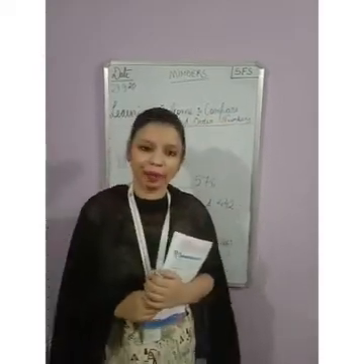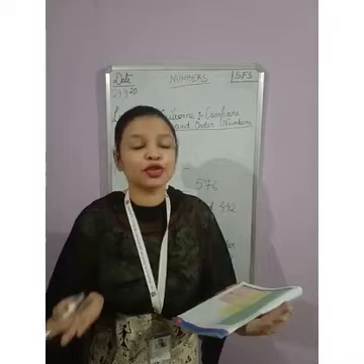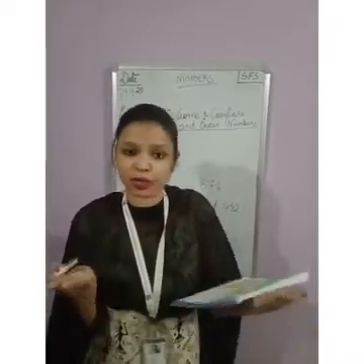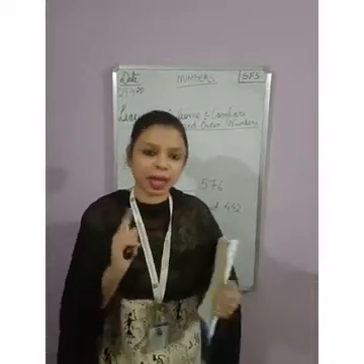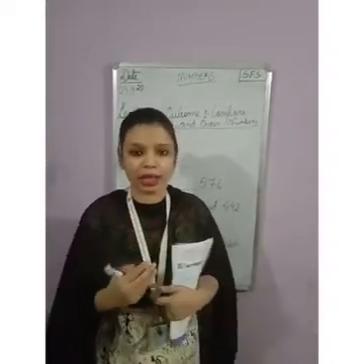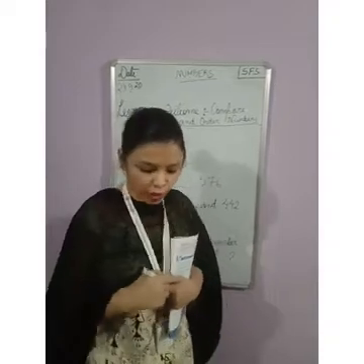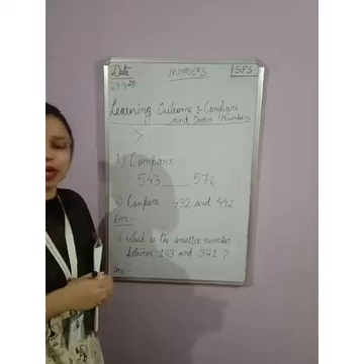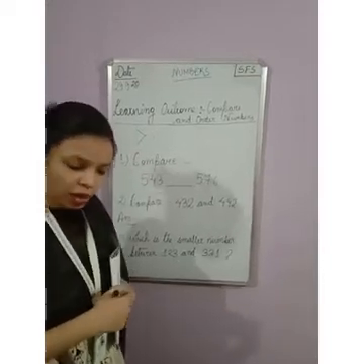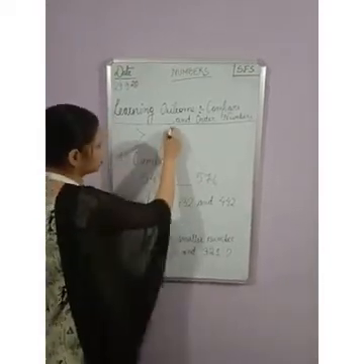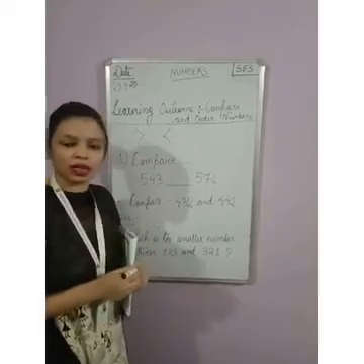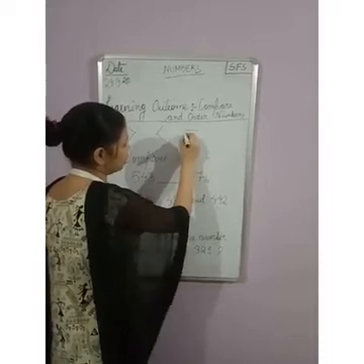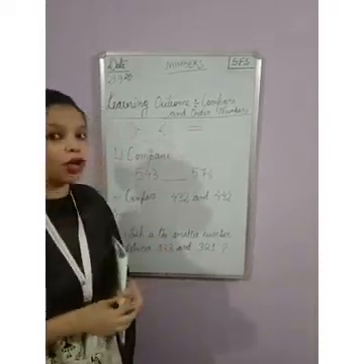What do you mean by compare numbers? Compare means to find which is bigger and which is smaller, or otherwise which is equal. Okay, so in mathematics, when we compare numbers, we use three signs. The first is this sign, known as the greater sign. The next is this sign, which is known as the smaller sign, and then this sign is used for equal.